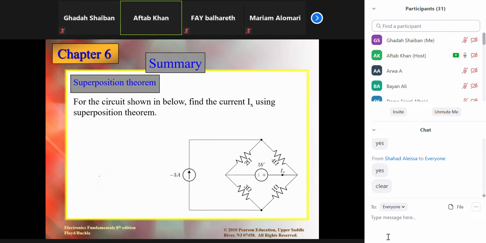At this time we have one voltage source and one current source, and they are asking to calculate Ix.